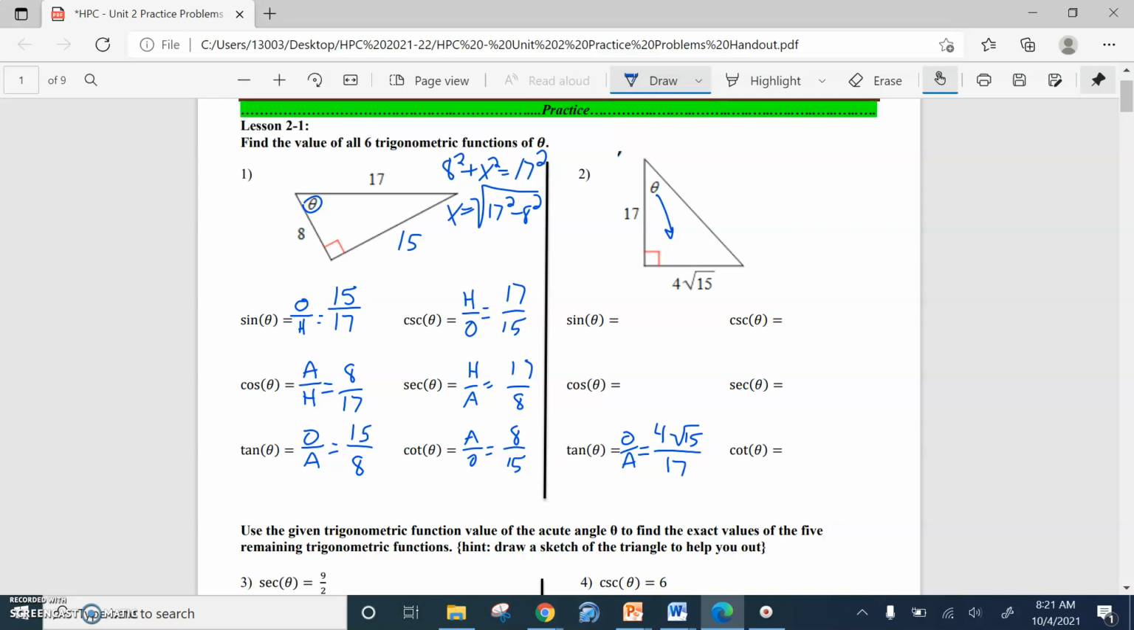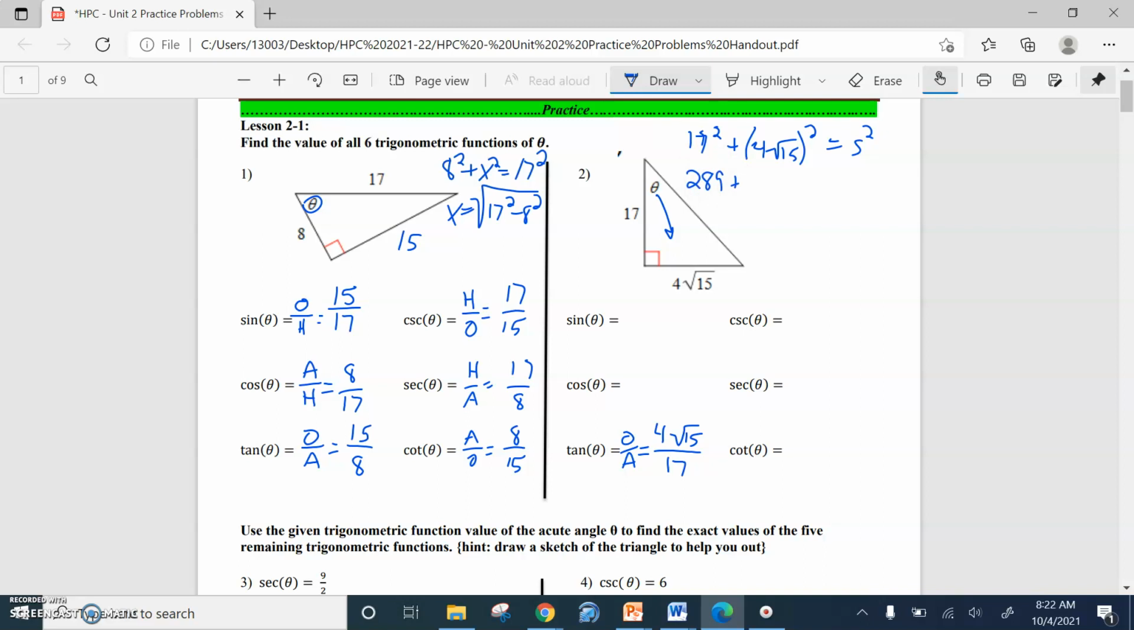Let's find the hypotenuse. Here's what I'm going to do. We'll just start with writing it out. So 17 squared, plus 4 square root of 15 squared, and that will equal, let's just call it side squared. So when we do that, 17 squared is 289.